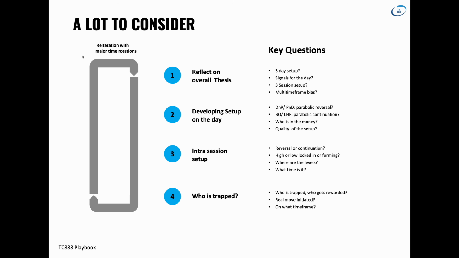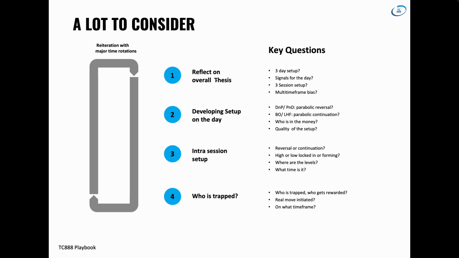And then of course this is pretty critical. This you reiterate, especially with major time rotations. I will show you what that means. So you constantly go through this list, and once you have a trap or once you don't have a trap, you start at the beginning again. You wait for the next 15-minute time rotation, and then you reflect on the thesis again.